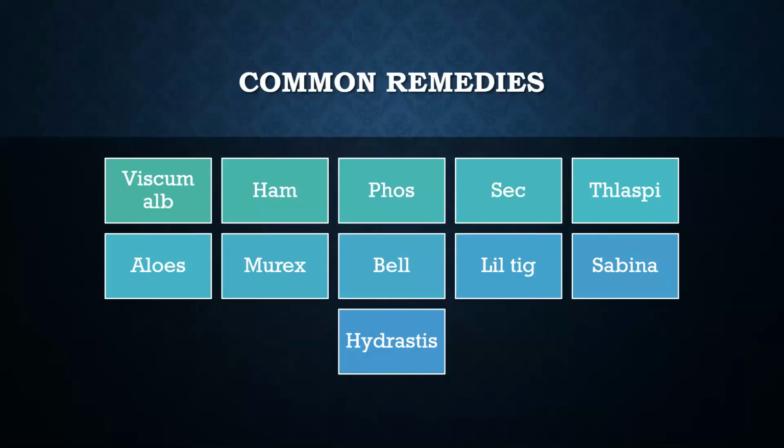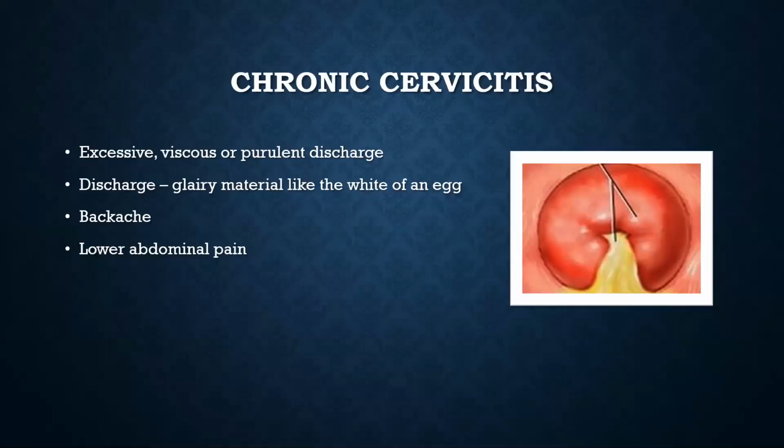Hydrastis, again: acrid, corroding, shredding, tenacious leukorrhea. These are the things which we can think about for endometritis. Now, we have chronic cervicitis. Talking about chronic cervicitis, we all know that if there is a long-standing chronic cervicitis, it causes infertility by affecting the nearby organs.